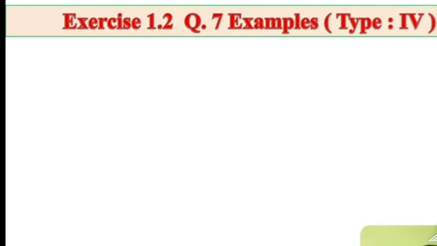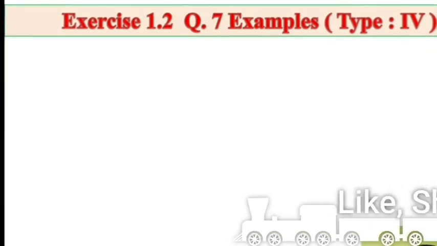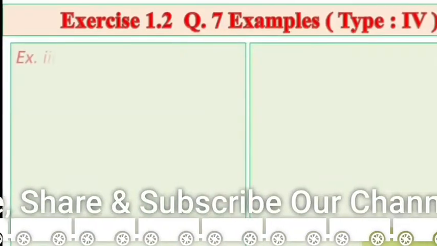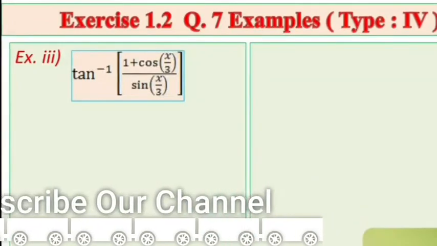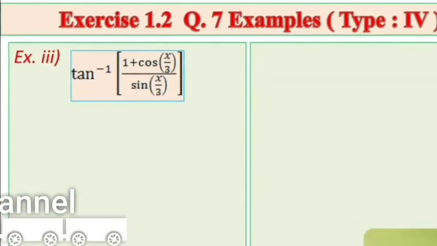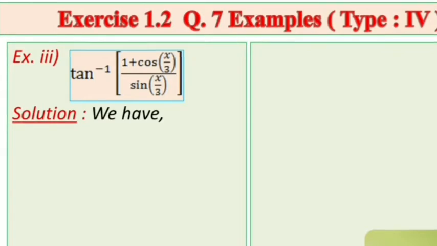Okay, now taking the next example of exercise 1.2, question number 7 type 4, that is example number 3. The given function is tan inverse of 1 plus cos of x by 3 divided by sin of x by 3. That is our given function. Okay, now we have to differentiate the given function with respect to x.